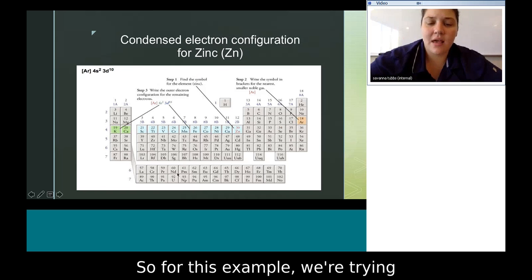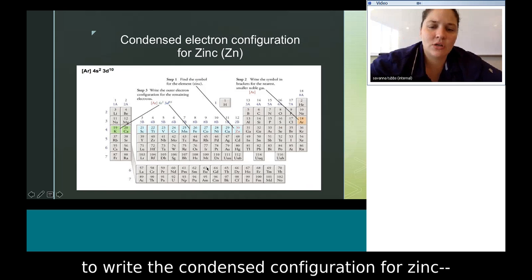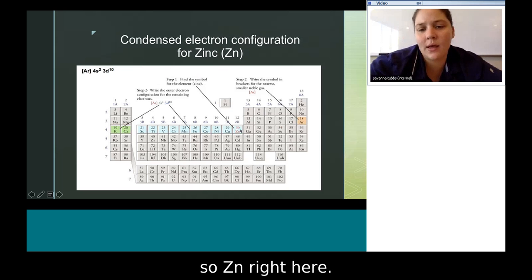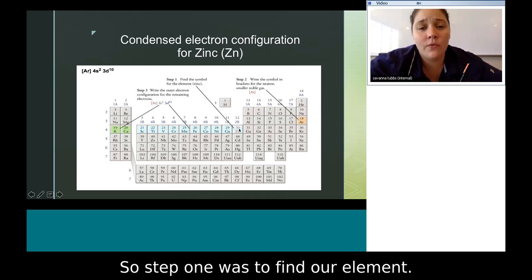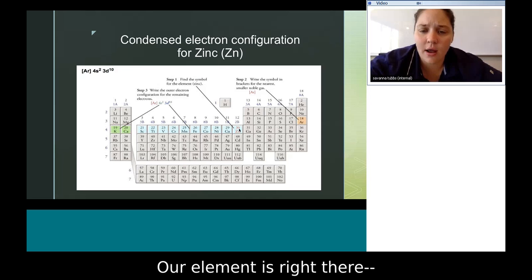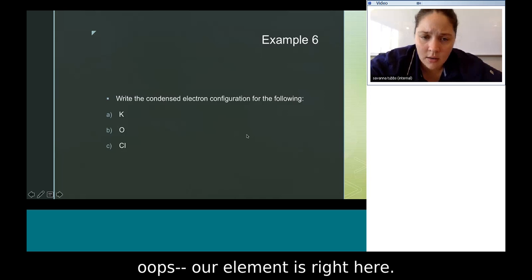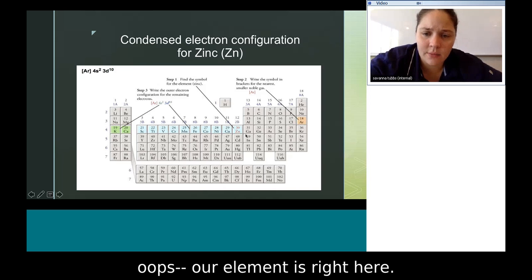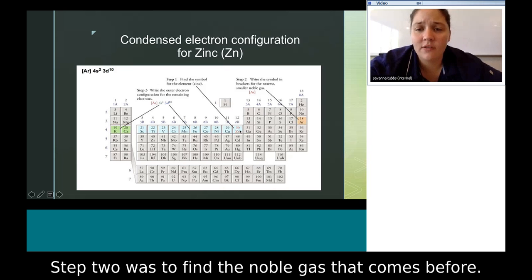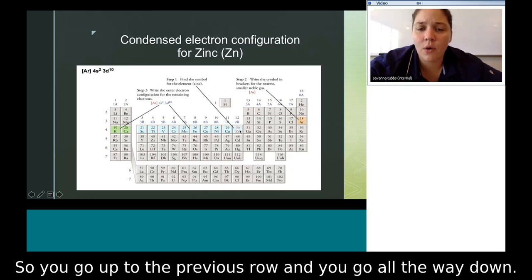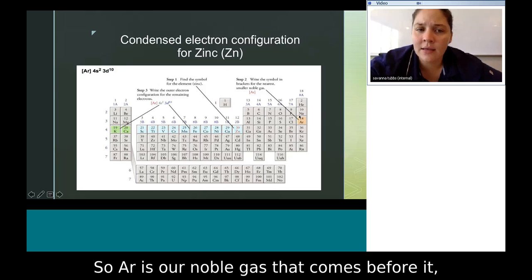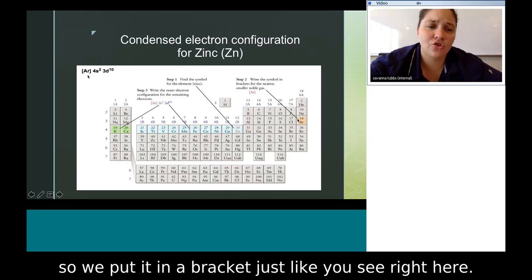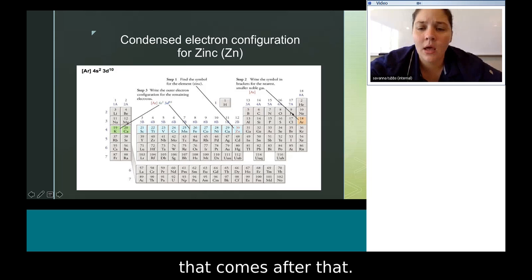So for this example, we're trying to write the condensed configuration for zinc, so Zn right here. So step 1 was to find our element. Our element is right here. Step 2 was to find the noble gas that comes before. So you go up to the previous row and you go all the way down. So Ar is our noble gas that comes before it. So we put it in a bracket just like you see right here. And then you have to write everything that comes after that.